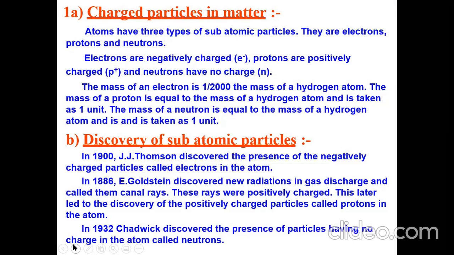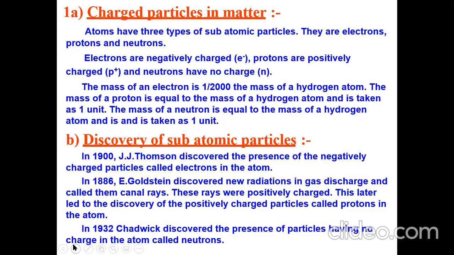The mass of the electron is 1 upon 2000 the mass of hydrogen atom, and the mass of proton is equal to the mass of hydrogen atom and is taken as unit 1. The mass of neutron is equal to the mass of a hydrogen atom and it is taken as unit 1.